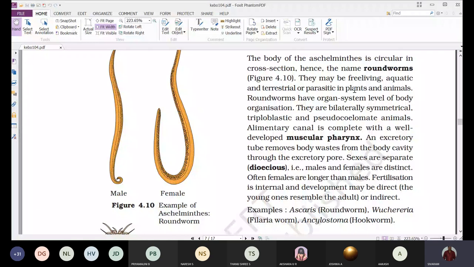And these are pseudocoelomate animals. That means the coelom is present, but it is a false coelom, because the body cavity is not present as a continuous body cavity. It is present in the form of a large number of small pouches, which are lined by mesoderm. Such a body cavity, which is divided into pouches lined by mesoderm, we call a pseudocoelom.